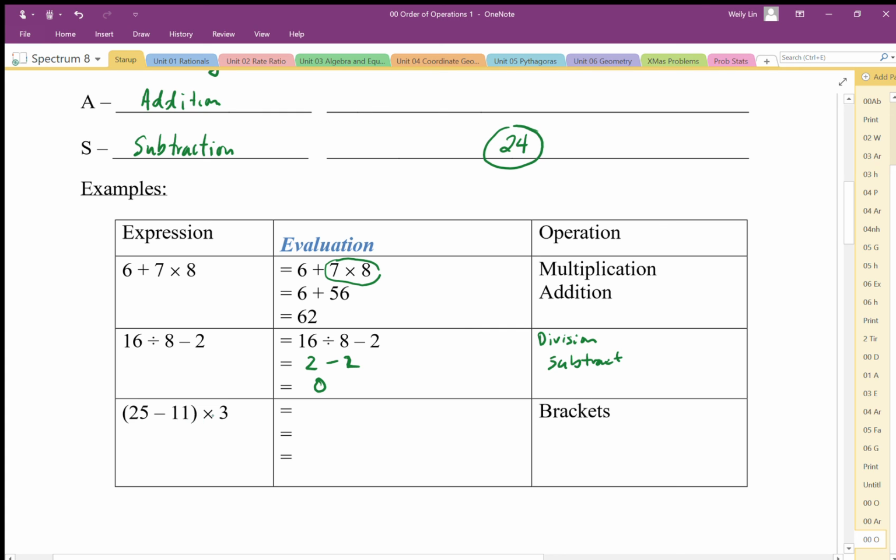Here, although multiplication is stronger than subtraction, because of the brackets, we do the brackets first. So we end up with 25 minus 11 times 3. We're going to do this as subtraction first. Now we do the times. So this is a multiplication. So 14 times 3 is 42. There's our final answer.